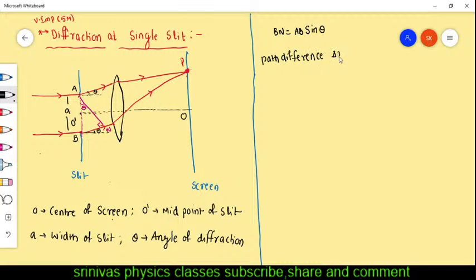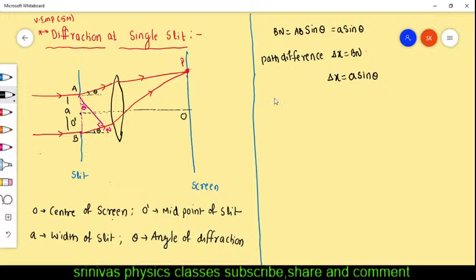Path difference we take as delta x, and it is equal to BN. But BN is AB sin theta. And what is AB? From the figure, AB is a. Here delta x, the path difference formula, we got as a sin theta.